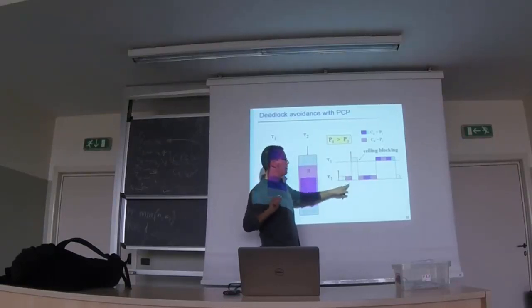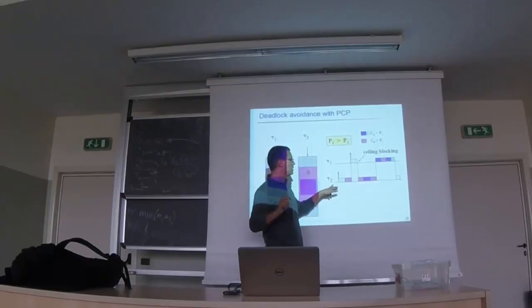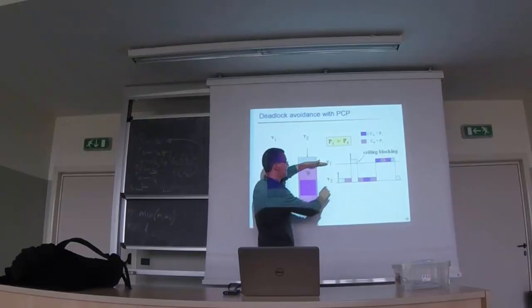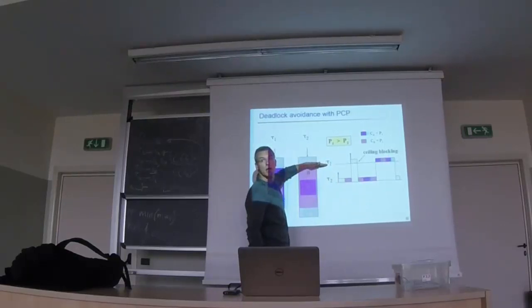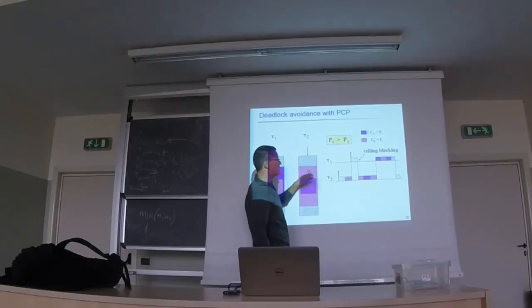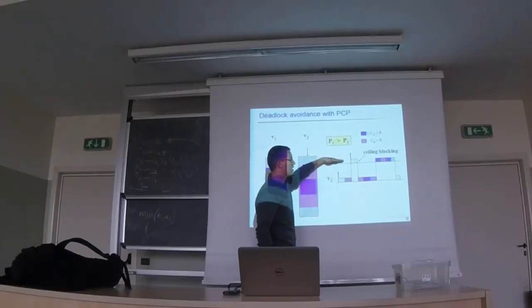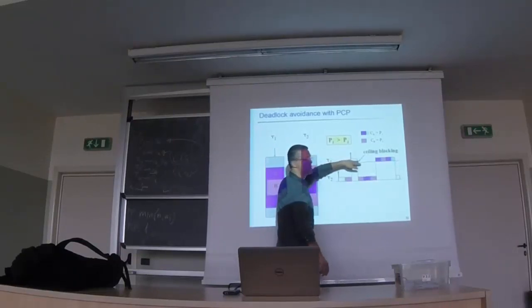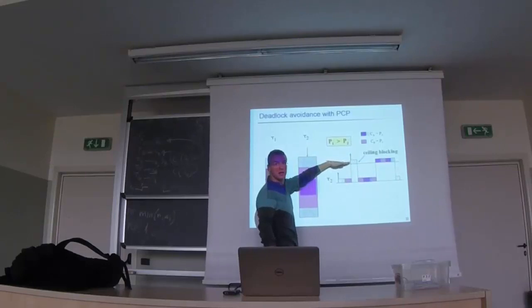No. Why? Because tau 1 priority is the same priority as the ceiling of this locked resource. The pink resource, the B resource, has a ceiling here. So this guy cannot enter a critical section because the ceiling is the same as his priority.